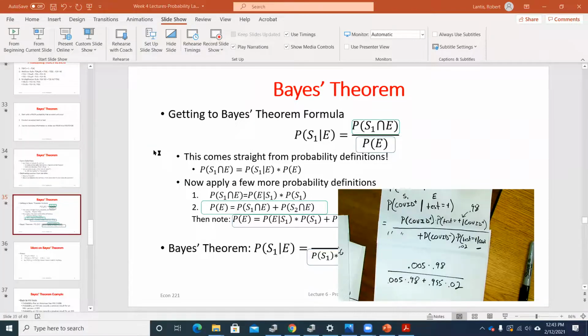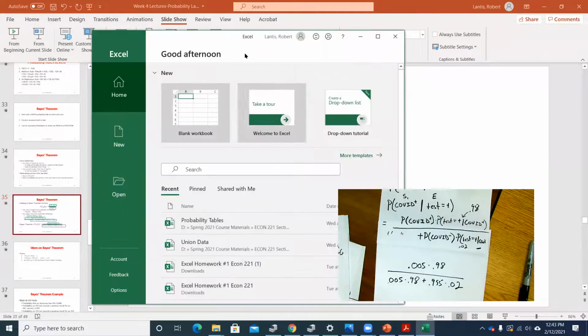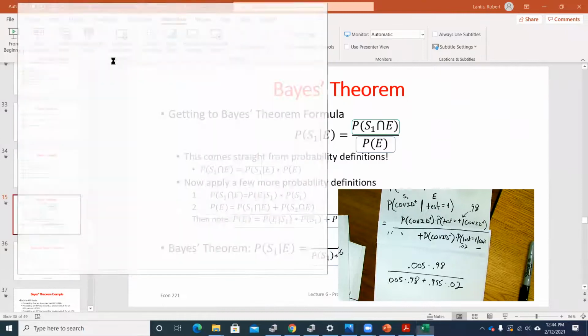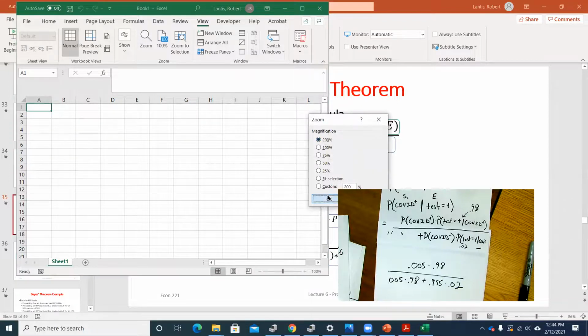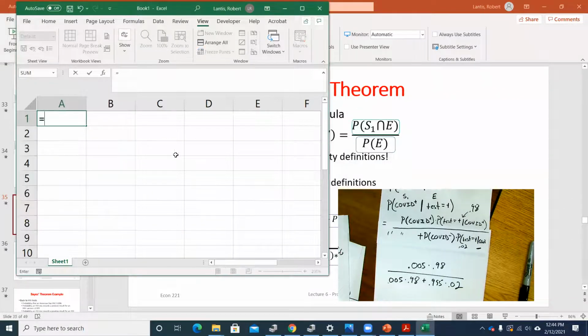I want to just use Excel to be able to calculate for me. I'm bad at this, but I don't like to use calculators at all, because I make way too many mistakes with my fingers. So let's just use Excel as a calculator.